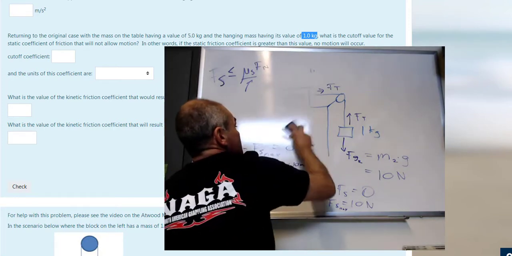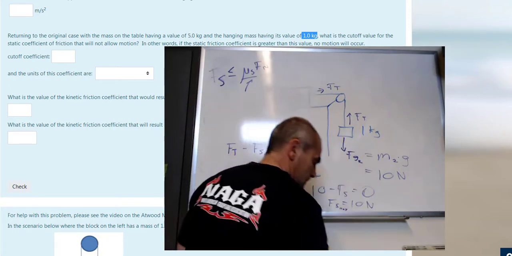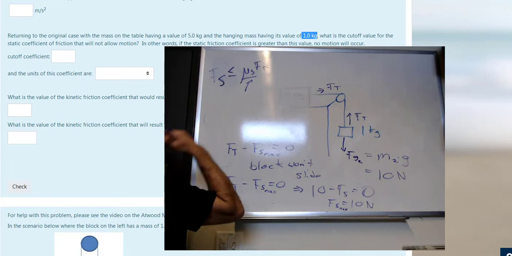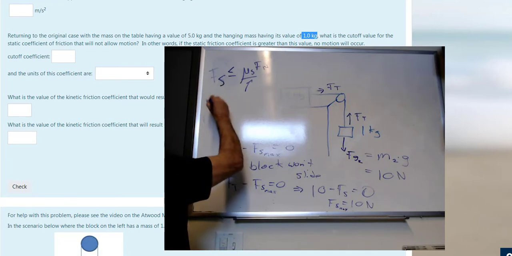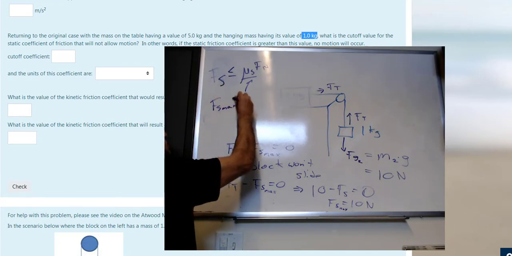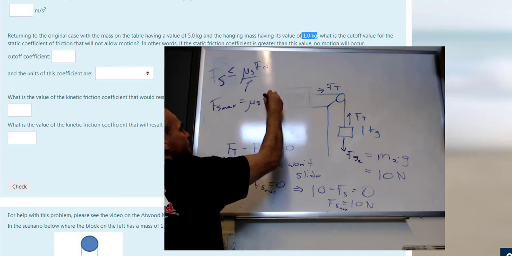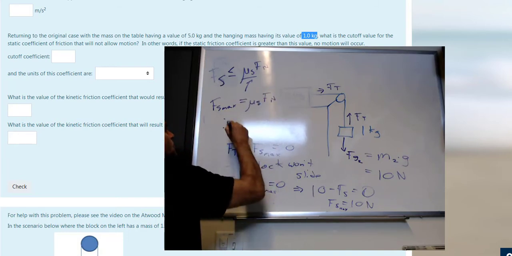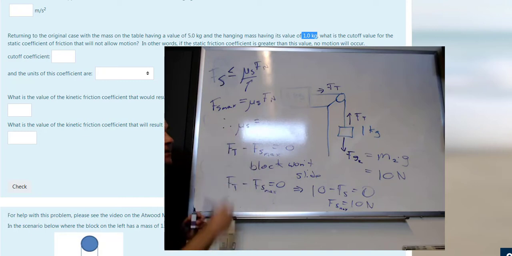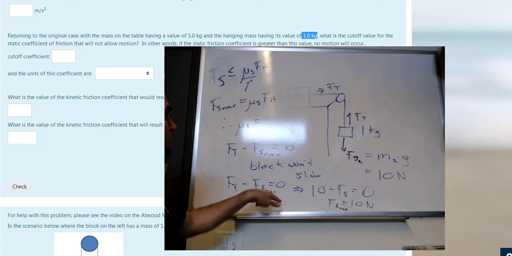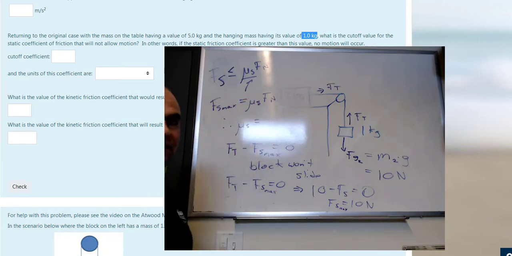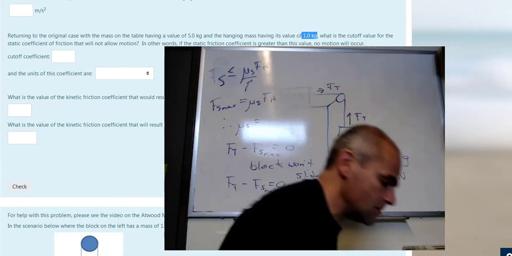Just going to erase this for the moment. And Fs max is equal to μs Fn. Therefore, μs equals, and I'll let you do the rest, but that's what we're looking for in this problem. The coefficient of static friction that will result in this situation here is what we get by solving that. Hopefully that'll help you with that problem.